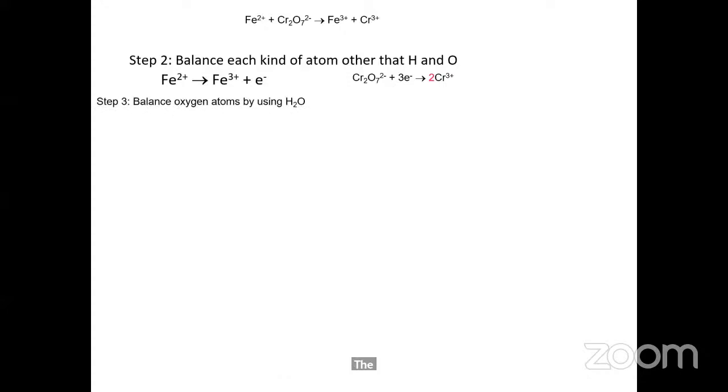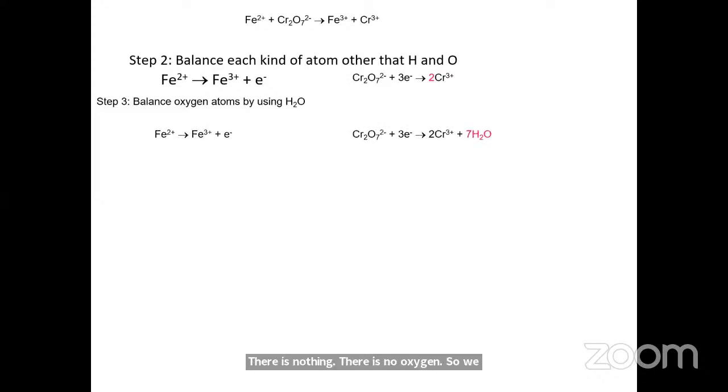The next thing, we'll balance oxygen atoms by using water. The one involving Fe2+ to Fe3+, there is no oxygen, so we leave that as it is. And then the other half equation, on the left-hand side, we have 7 oxygen. So on the right-hand side, for each oxygen, we are going to put 1 mole of water. For every atom of oxygen, we put 1 mole of water. So that is why we have 7 moles of water on the right-hand side.